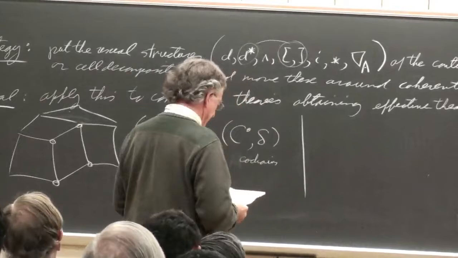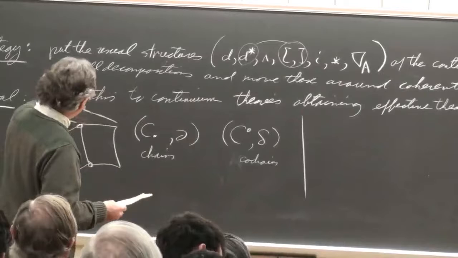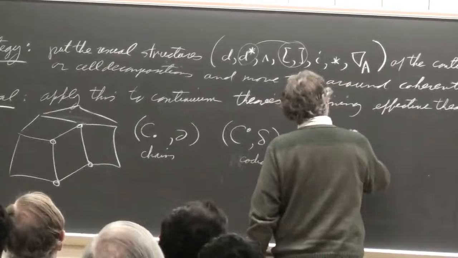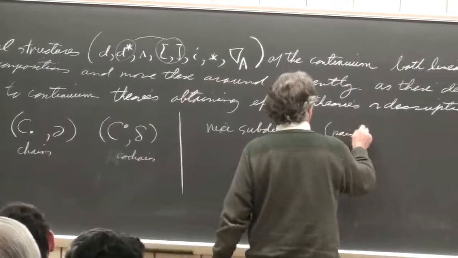So now, we actually want to have many different grids and decompositions, so we want to have some subdivisions. Now, there's a nice subdivision which will come up in more than one way. It's called the pair subdivision.